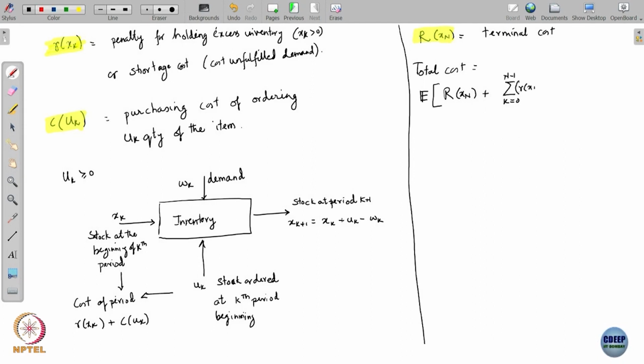The cost you incur at each of those time periods is r of x k plus c of u k, right. So, this here is the stage wise cost, a cost at each time instant. This is the terminal cost.